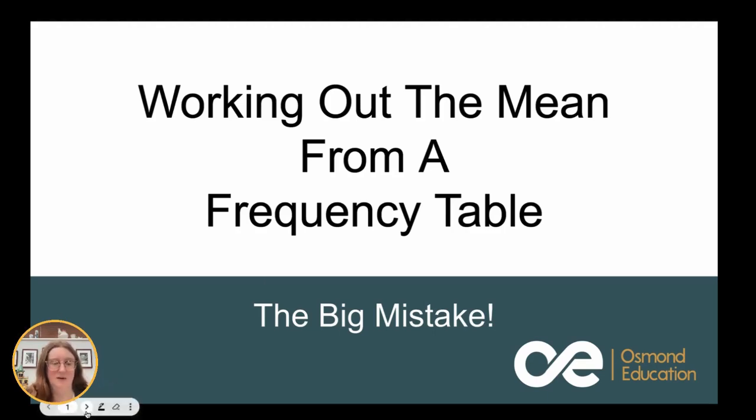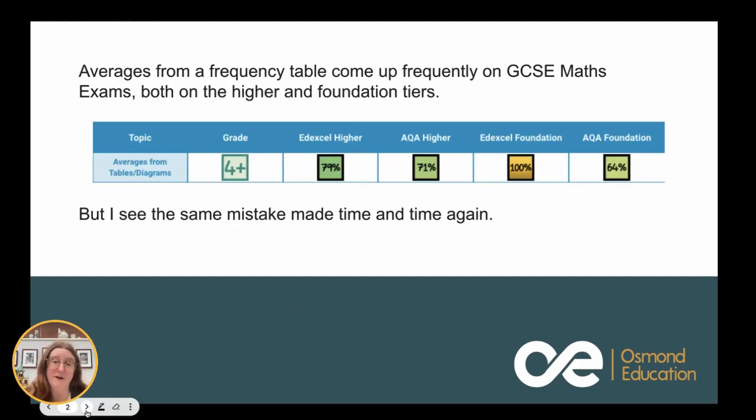So, averages from a frequency table, strangely enough, come up frequently on GCSE maths exams. And this is a topic that can be on both the higher and the foundation tier. The image here is from First Class Maths. They have worked out that averages from tables or diagrams comes up on the Edexcel higher tier with a 79% probability and the Edexcel foundation tier on 100% probability.